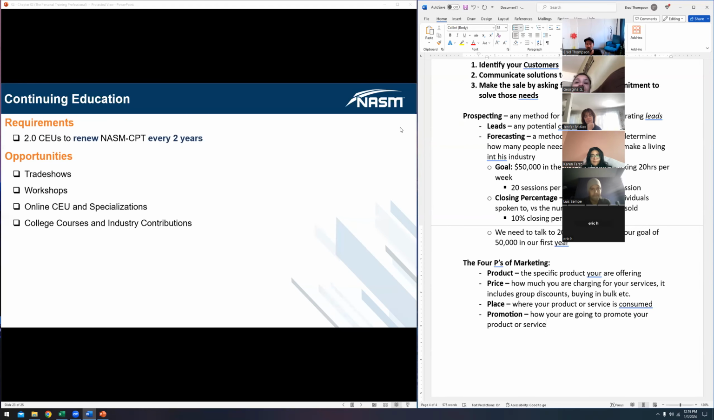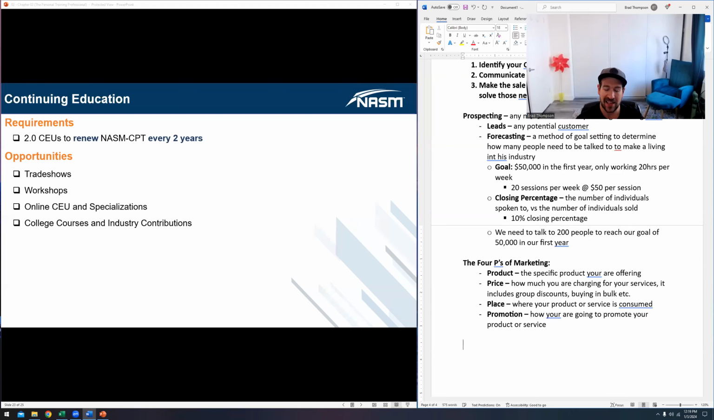And then, like I said, guys, you do need to make sure that you continue your education. So, last little bit. It is important to ensure that you maintain certification by earning 2.0 CEUs every 2 years. So this could be a workshop, it could be any type of event. Trade shows, workshops, online specializations, which are the ones that you guys are already getting, college courses can be a big one.